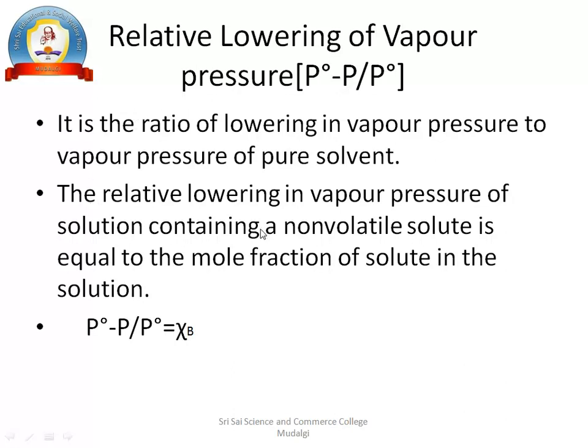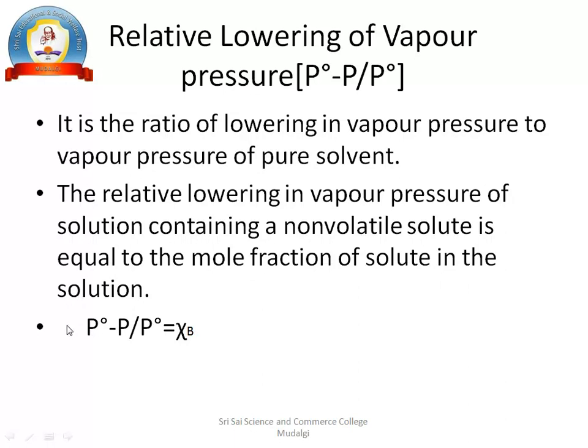Now, the relative lowering of vapor pressure of a solution containing a non-volatile solute is equal to the mole fraction of the solute. That is, the relative lowering of vapor pressure, P naught minus P divided by P naught, is always equal to the mole fraction of the solute. The solute is represented by the symbol B, and A represents the solvent. So it is the mole fraction of solute in the solution.